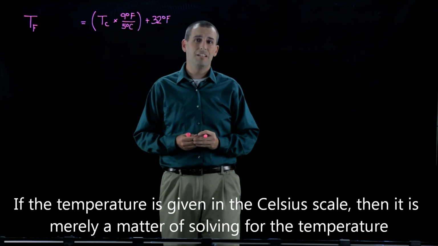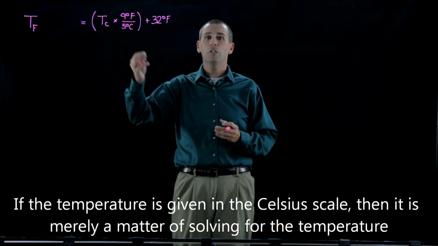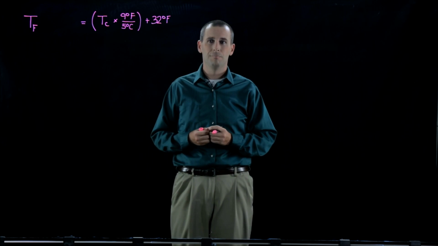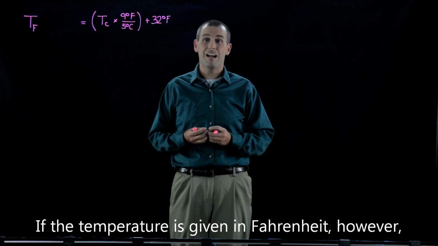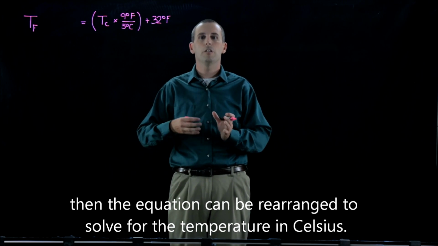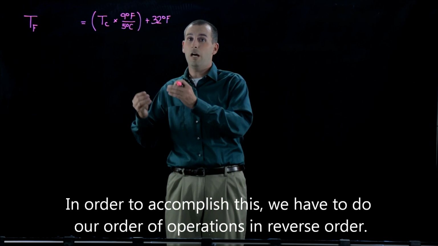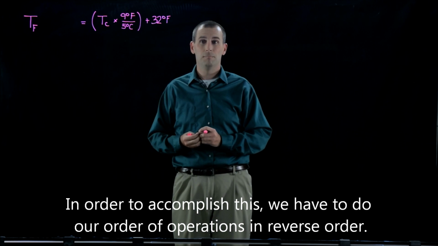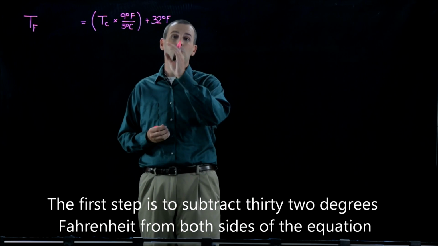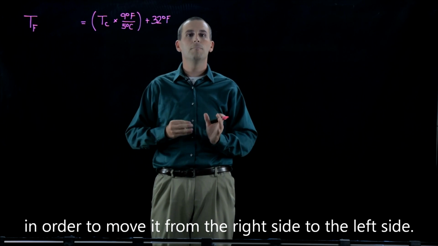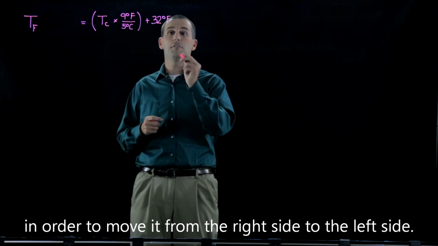If the temperature is given in the Celsius scale, then it's merely a matter of solving for the temperature using our order of operations. If the temperature is given in Fahrenheit, however, then the equation can be rearranged to solve for the temperature in Celsius. In order to accomplish this, we have to do our order of operations in reverse order. The first step is to subtract 32 degrees Fahrenheit from both sides of the equation in order to move it from the right side to the left side.